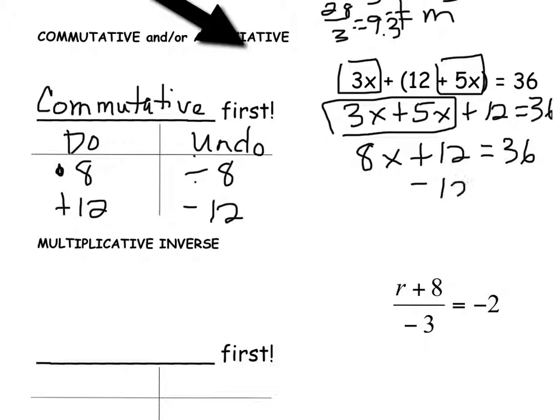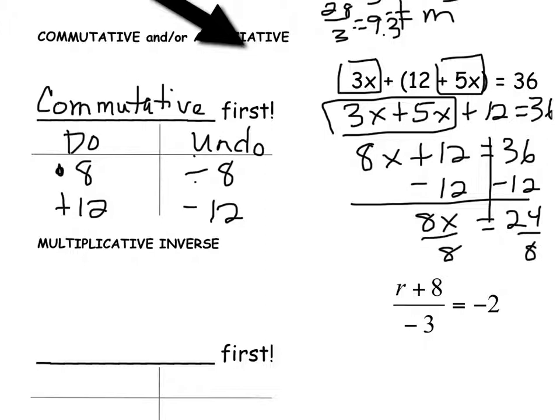So in subtracting 12, I get 8x equals 36 minus 12 is 24. And then I'll divide by 8. So x equals 3.